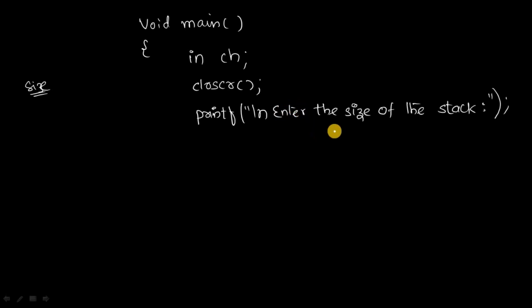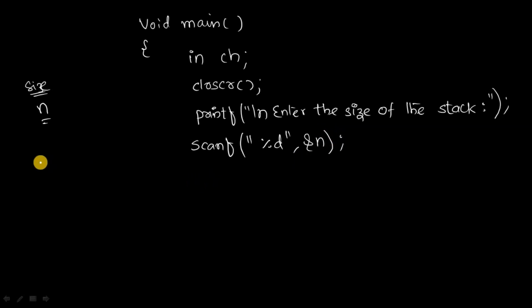So, printf enter the size of the stack. I am using the variable n for that. So read the value of n from the keyboard, write scanf %d comma address of n.